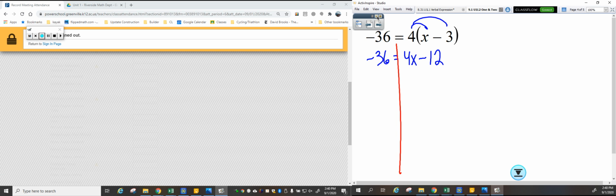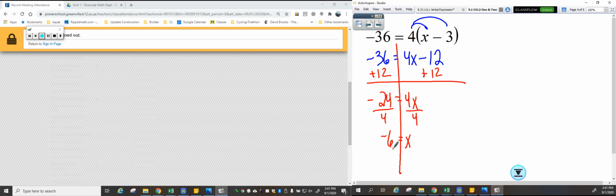What do we want to move first? Okay, how do I move that? Very good. And then add the 12. All right, now I have negative 24 equals 4x. Now we divide that. That's going to make this a lot easier. And so x equals 6.